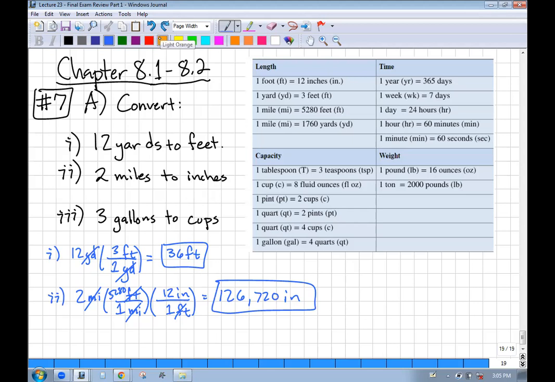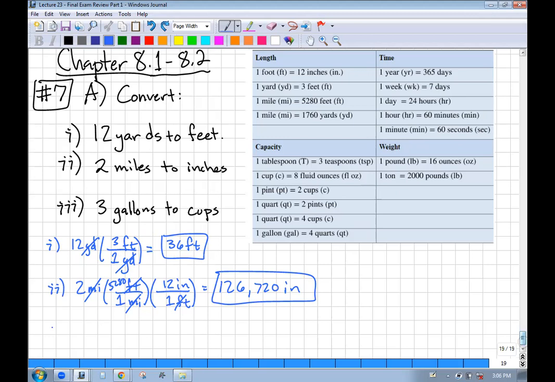Always write your units, especially on a problem about units. You definitely don't want to write just 36. You want to write 36 feet. Show all your units. This problem is about unit conversion. So show your units for sure.